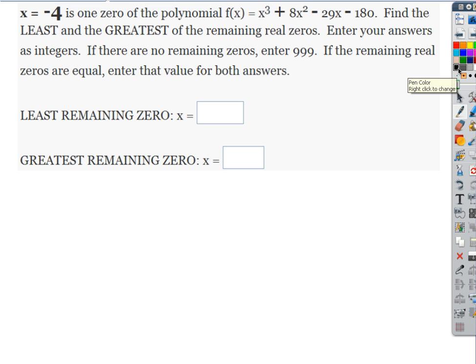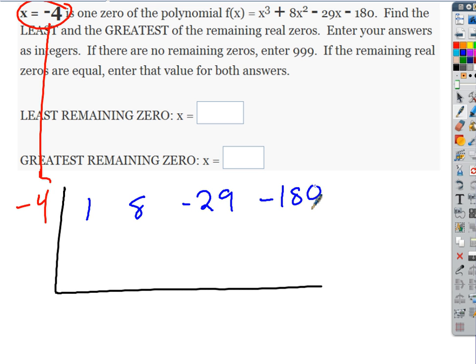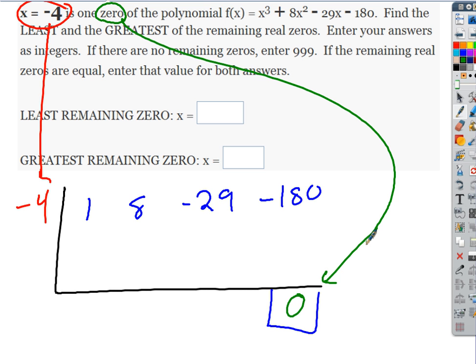All right, so synthetically, here's our bracket. We've got -4 out front. Now, what are the coefficients going to be? 29, -180. And what has to go in here? 0. It has to because of this. We know that -4 is a 0 of the function, right? So we have to just find out what the other coefficients are.